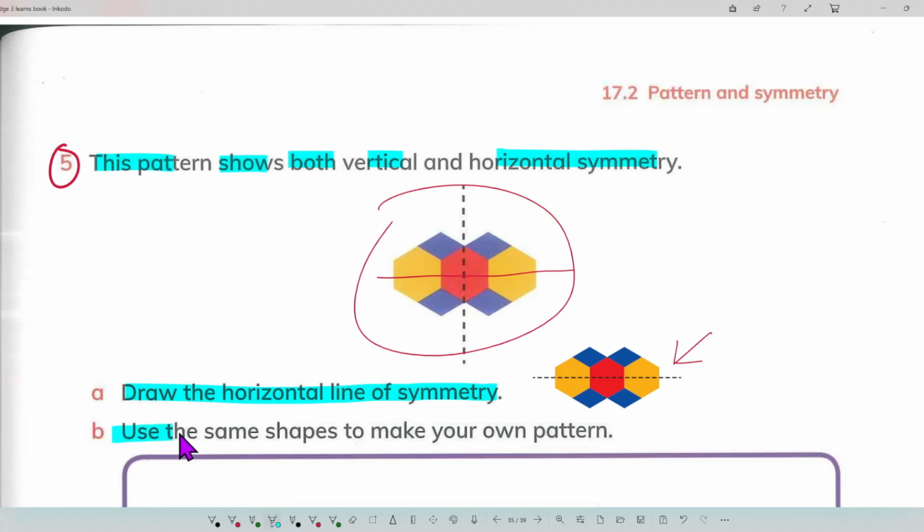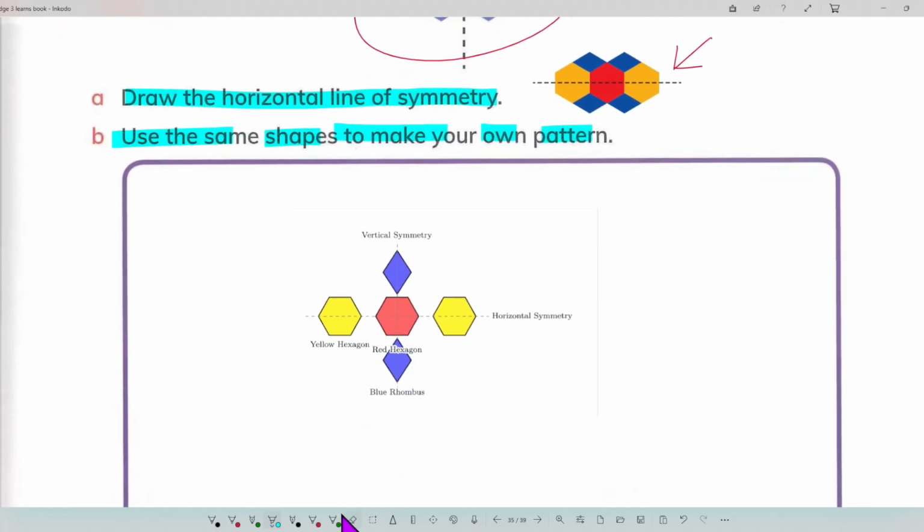Part B, use the same shapes to make your own patterns. So we can make it like this. Suppose here is a red hexagon and two yellow hexagons, and also two blue rhombuses. So this is our own pattern.